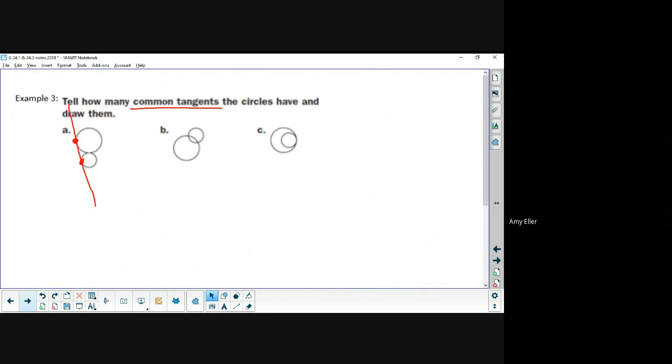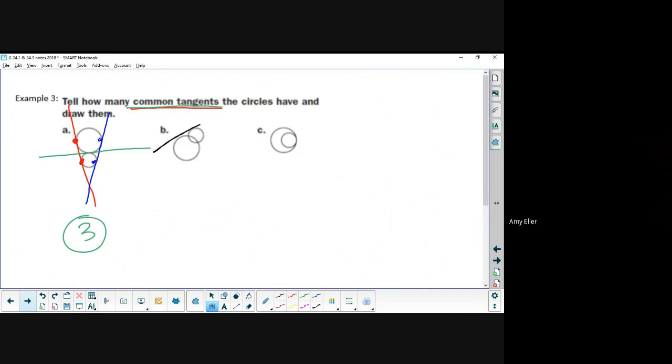Are there any other common tangent lines you could draw for that picture? This one would work. Any others? That line touches both circles 1 time. If a circle touches the line 1 time, it's a tangent line. And we want it to be a line that touches both circles 1 time. So there are 3 of them here. Go ahead, pause the video and do B and C.